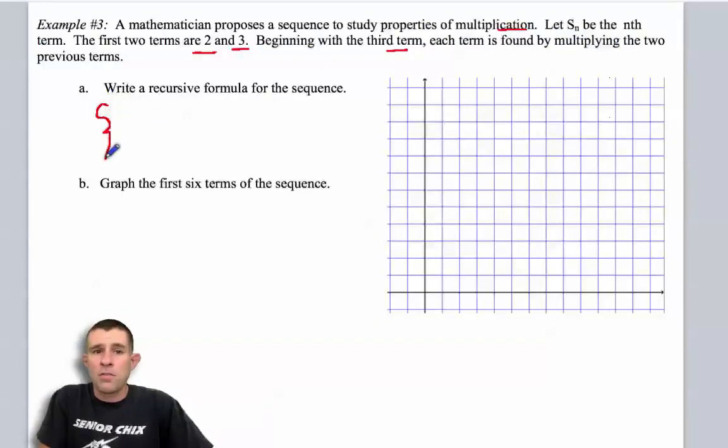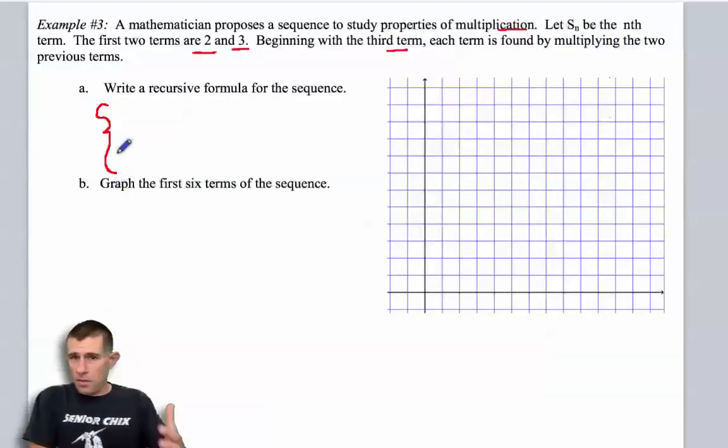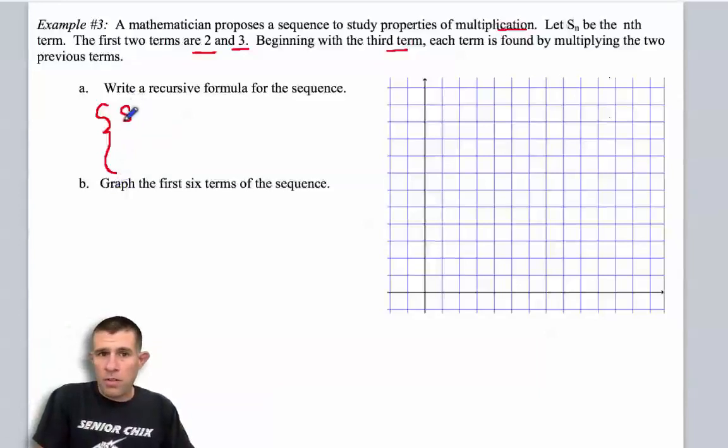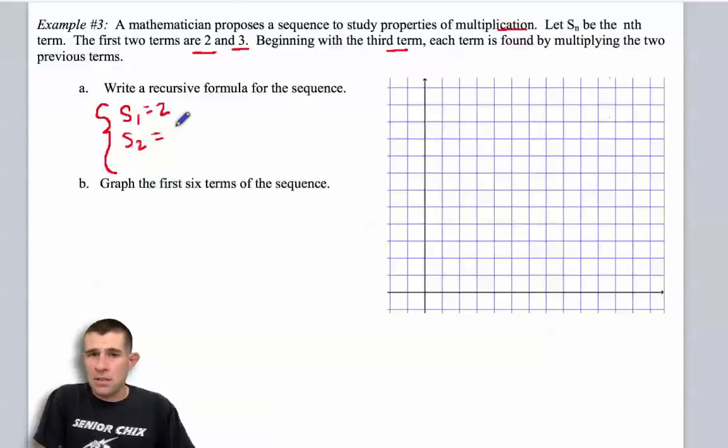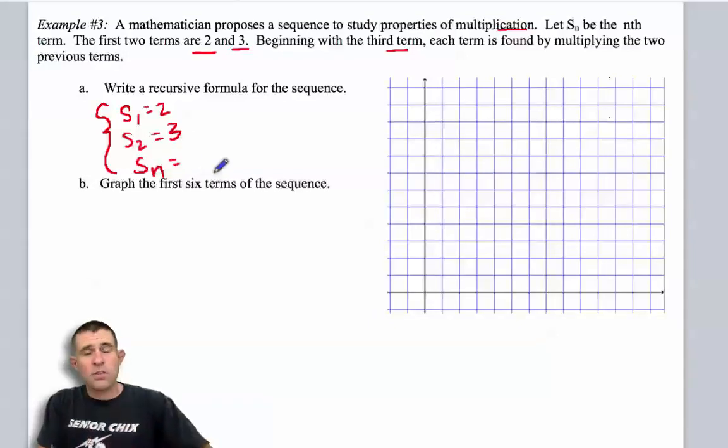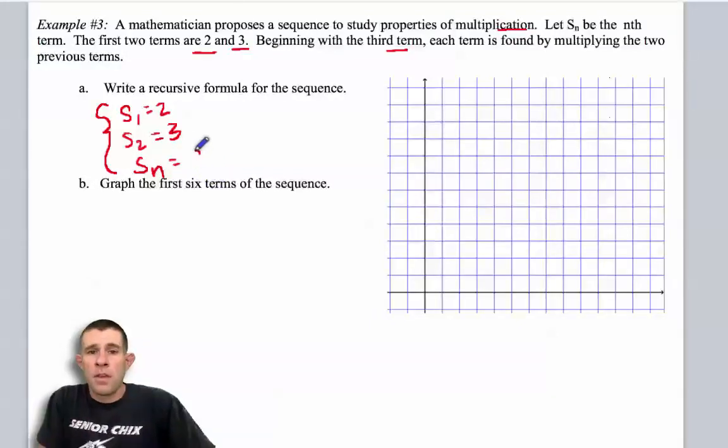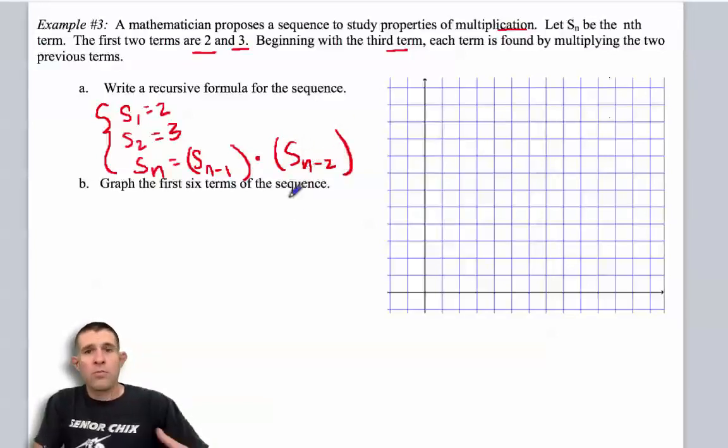So writing a recursive formula, remember our recursive formula gives us statements. We're going to start off with S sub 1 is equal to 2. And we know our second term in this case also is S sub 2, which is 3. And then any term following is going to be the two previous terms multiplied by each other. So that will be S sub n minus 1, and we're going to multiply that to the term S sub n minus 2, where S sub n minus 2 just represents the second previous term.